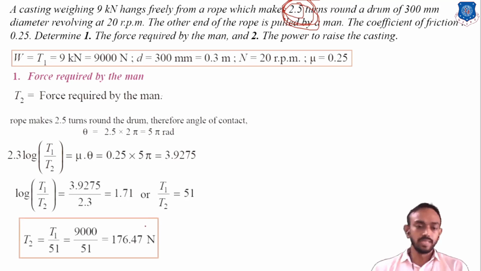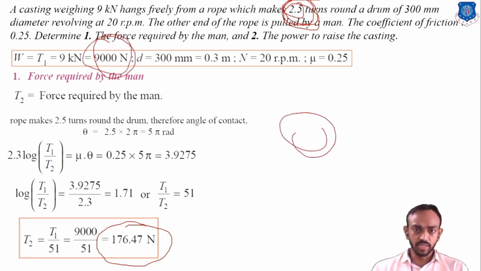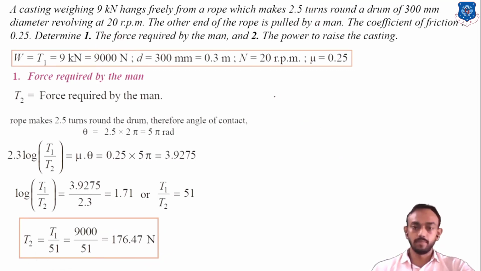And you will find T2. We have found the tension in the slack side, which is 176 N. You can check this. There is a very high load, but using the friction between the pulley and belt, the force applied by this man is greatly decreased, because there are 2.5 turns around this pulley.